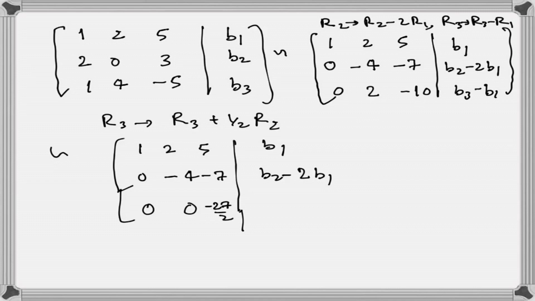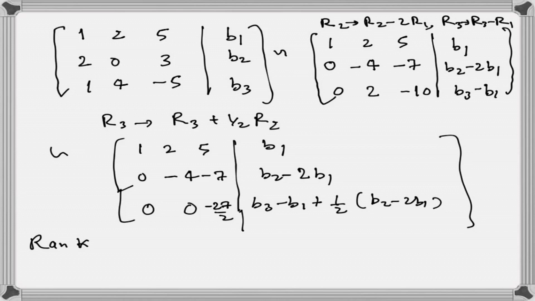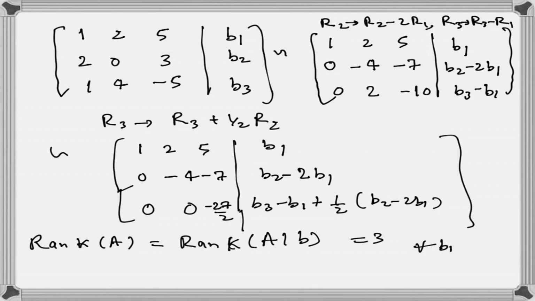Okay, and then b3 minus b1 plus 1 by 2 b2 minus 2 b1. Okay, so anyway this system has at least one solution for all b1, b2, b3, because here we can say that rank of A is equal to rank of A augmented B is equal to 3 for all b1, b2, b3.